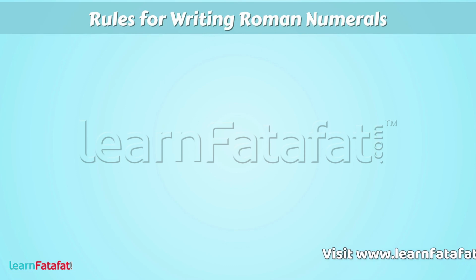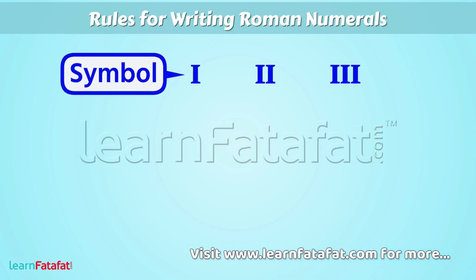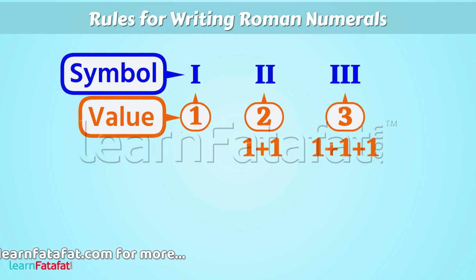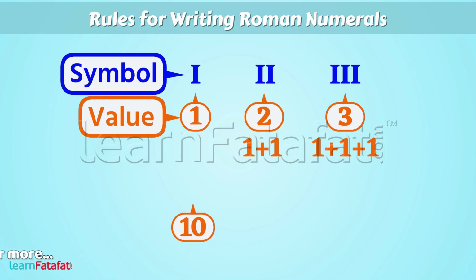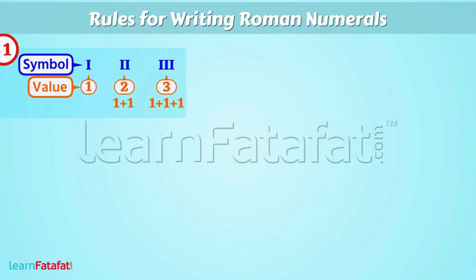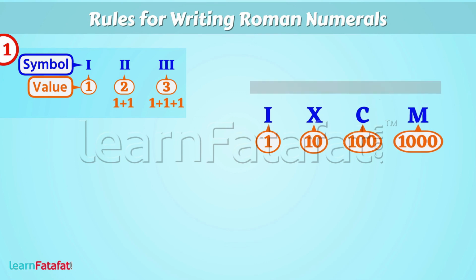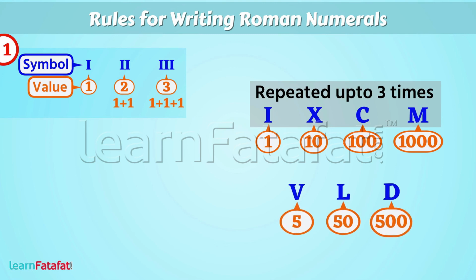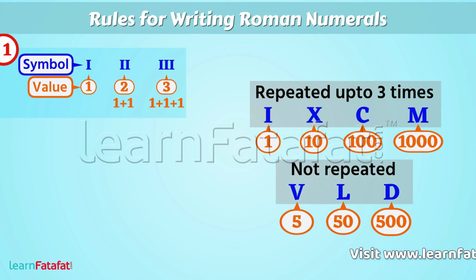Rules for writing Roman numerals. If a symbol is repeated, its value is added as many times as it occurs. For example, 10 can be represented as, 20 can be represented as, 30 can be represented as. The symbols for 1, 10, 100 and 1000 can be repeated but only up to 3 times. The symbols for 5, 50 and 500 cannot be repeated.